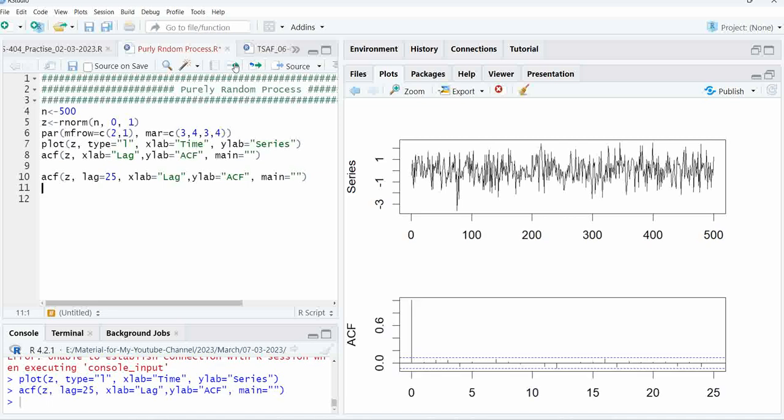Okay, so this is all about the purely random process, the theoretical concept, and how we can do this in RStudio. I hope this will help you. In the next video, I will talk about random walk model, and then I will move slowly and gradually to AR model, MA model, and then to ARIMA model, Box-Jenkins methodology.